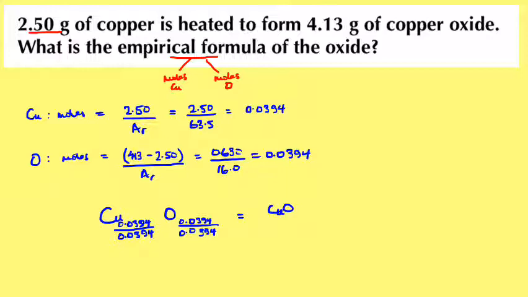Or we could write that, just for completeness, as copper 2 oxide, because as you'll learn later on in the course, copper can form more than one oxidation state. But there we are, that's our empirical formula.